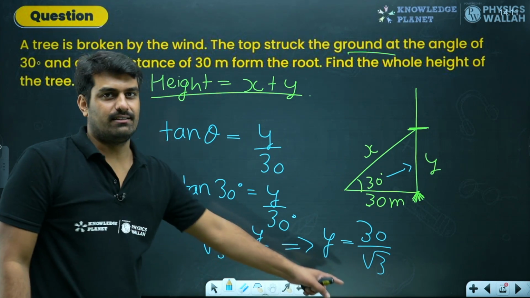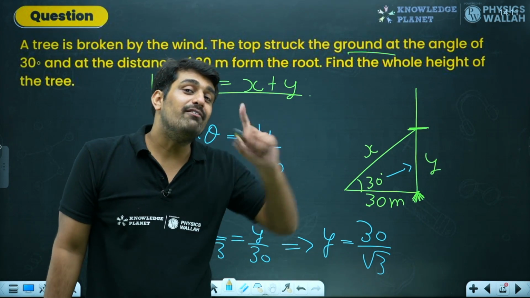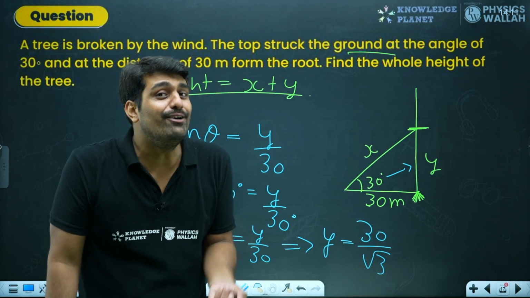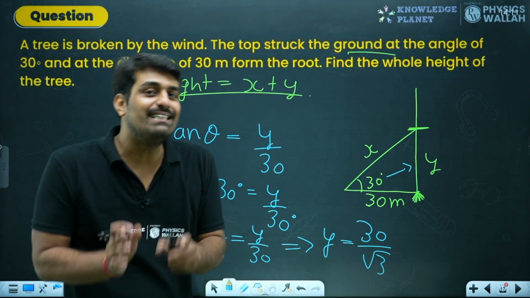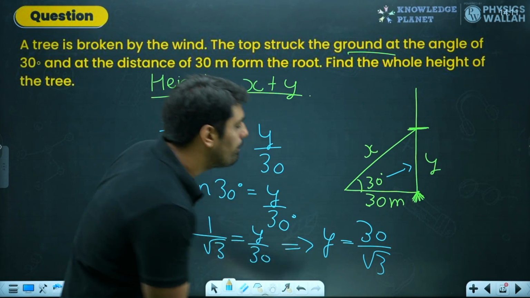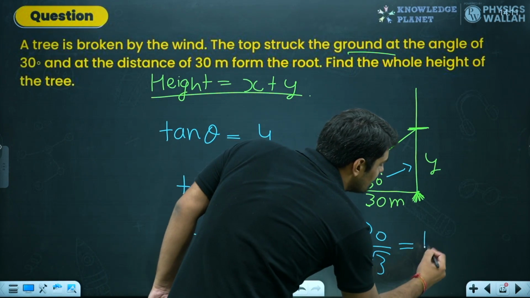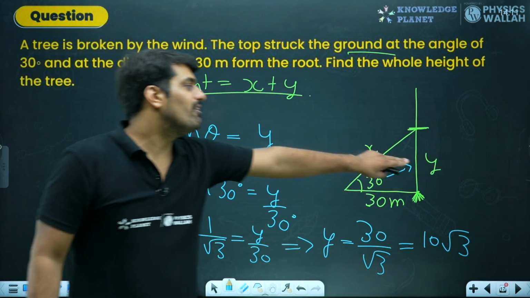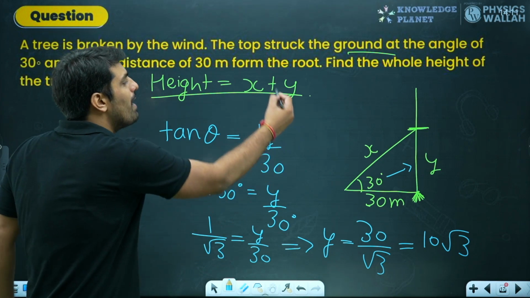But I don't like this. I told you in the previous question, I don't like the manner when the irrational number is in the denominator. What we need to do? We need to do the rationalization, and since I have done it already, I'll not repeat it once again. I'll directly write it as 10 root 3. I have put the value of y. I have got the value of y. One part is solved for me.